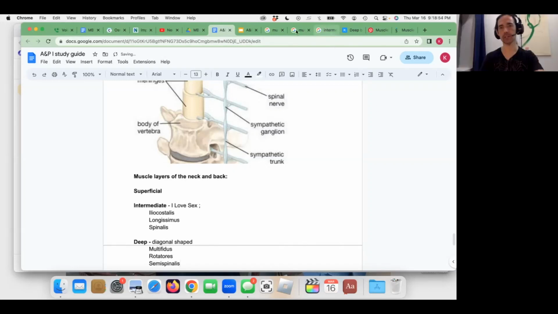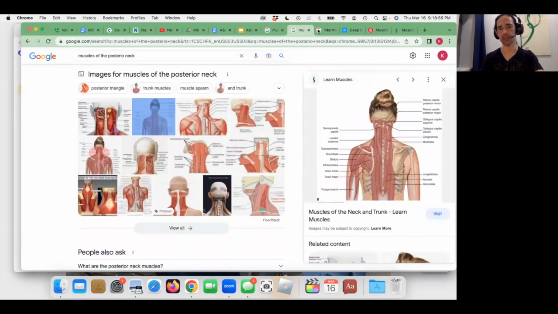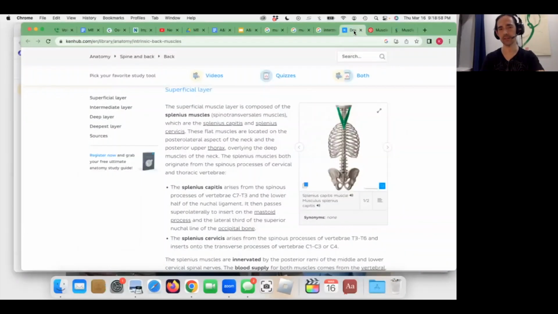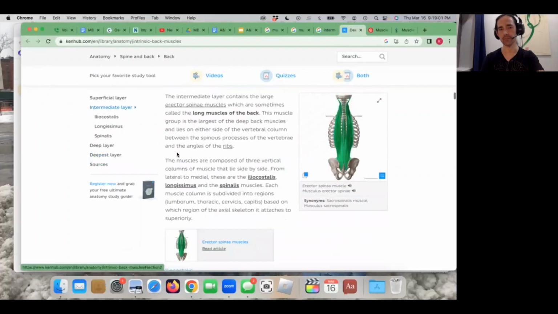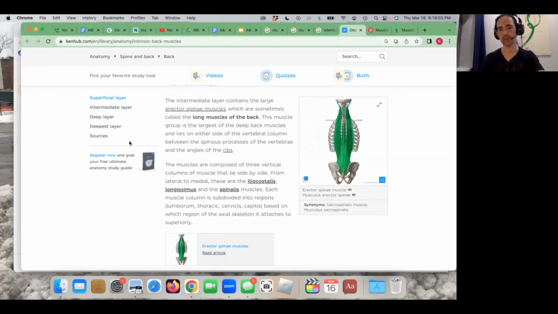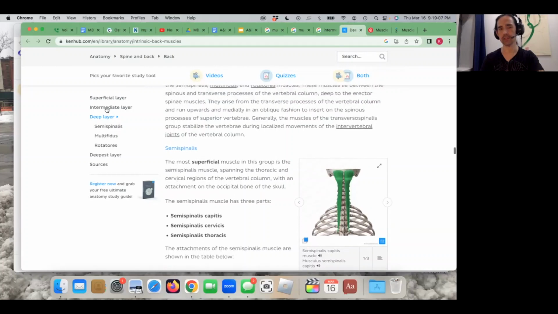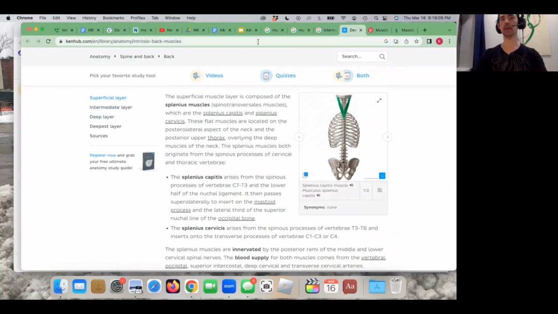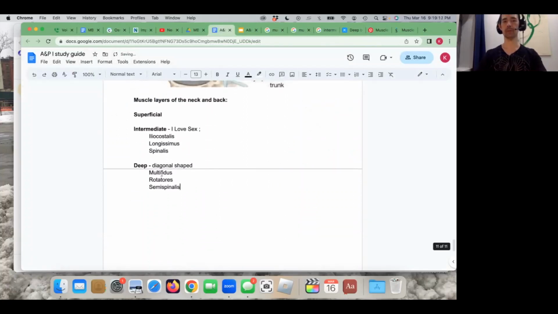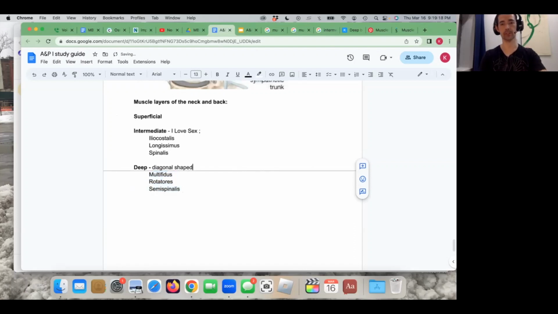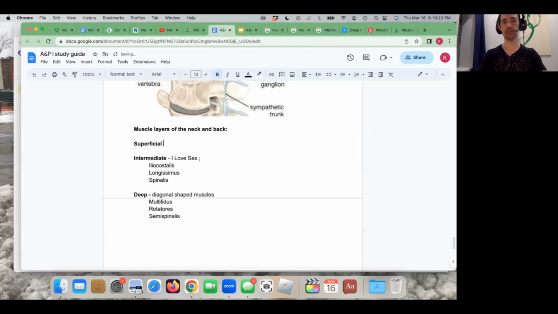Semispinalis. Okay, let me double check. I may have reversed spinalis and semispinalis. This is the kind of thing that I have to review all the time. Semispinalis. Yeah, it's the semispinalis. Okay, it's the multifidus, rotatores, and the semispinalis, the diagonal shaped muscles in the deep layer. And then in the superficial layer, it's the splenius muscles.